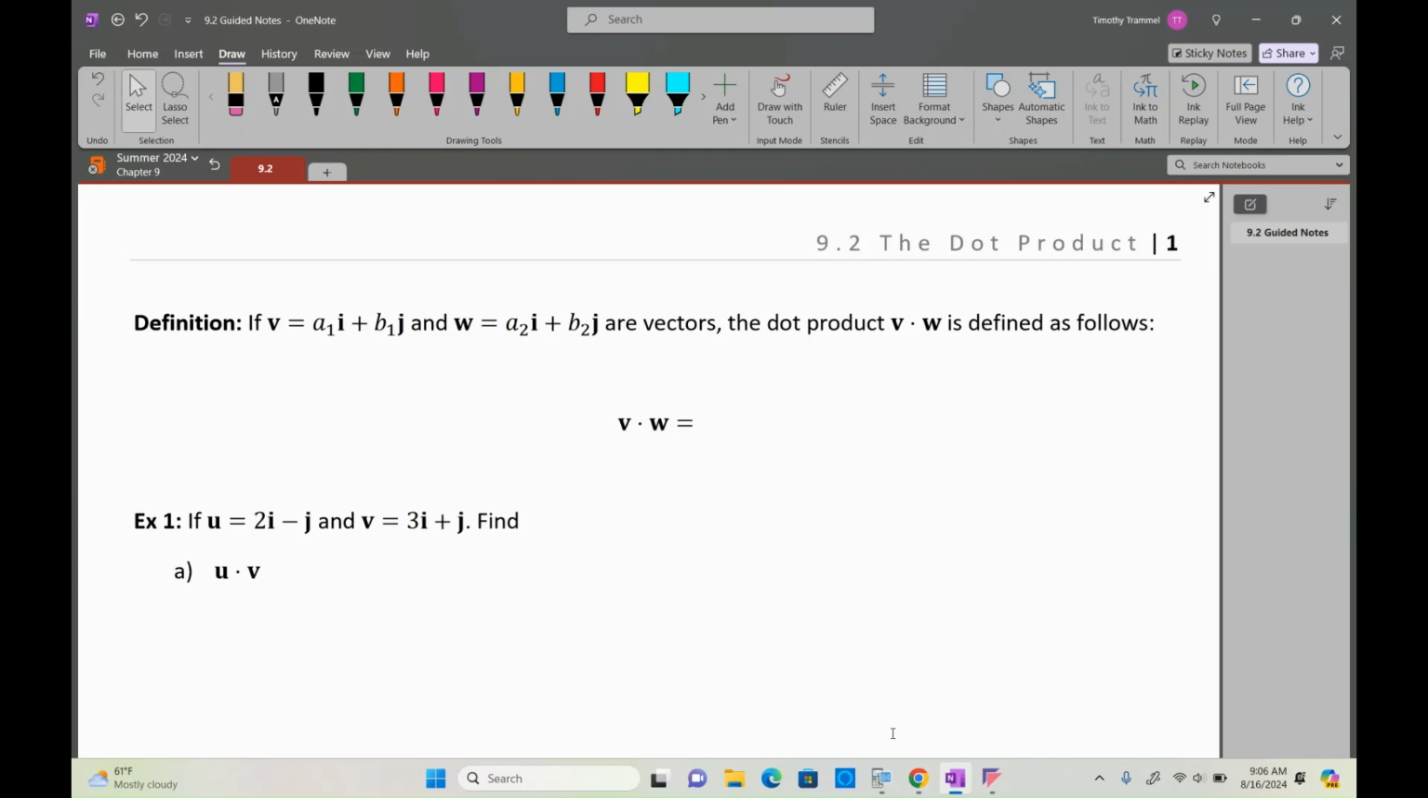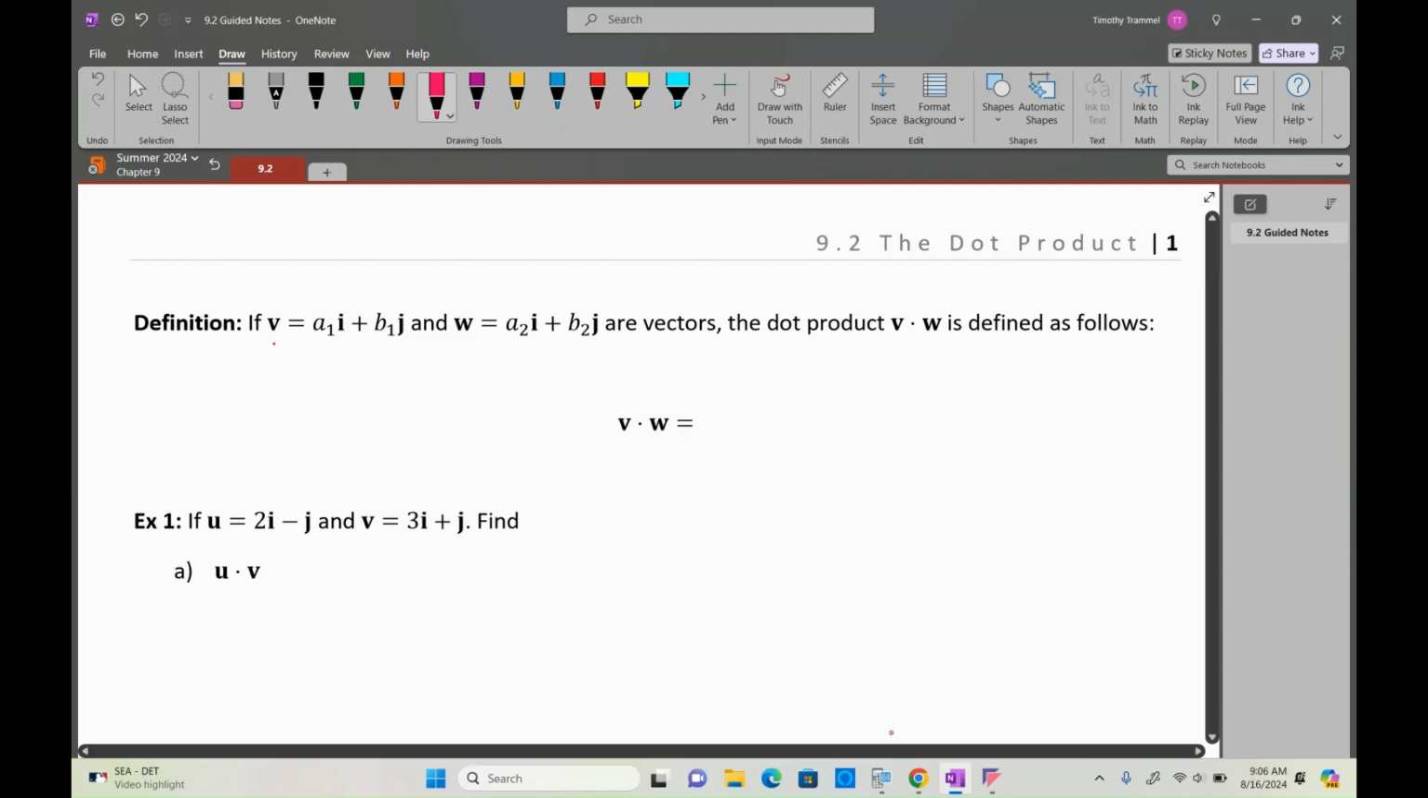In this video, we're going to cover our very last section, 9.2, and it's going to be on the dot product and some of its applications. And so all the dot product is, and to define it, we're going to look at these two vectors here.